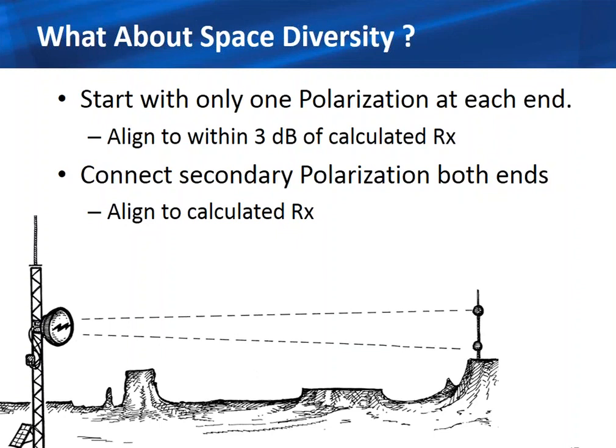But in general, if you're doing space diversity, you want one polarity at a time. For the first polarity, you need to get it within 3 dB. We double our power by using two polarities at once.